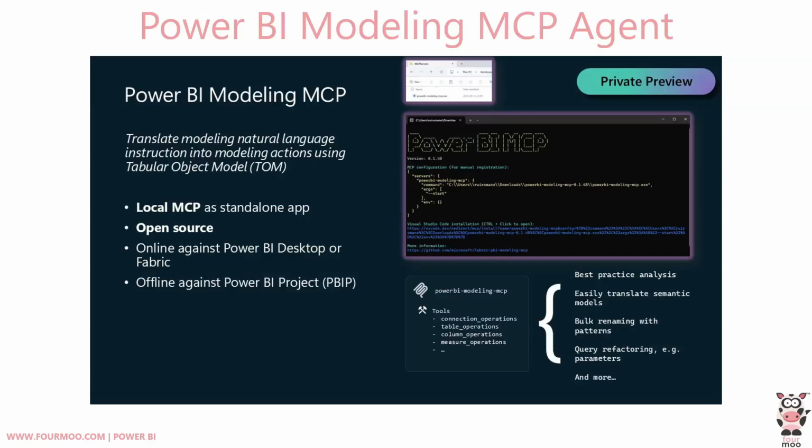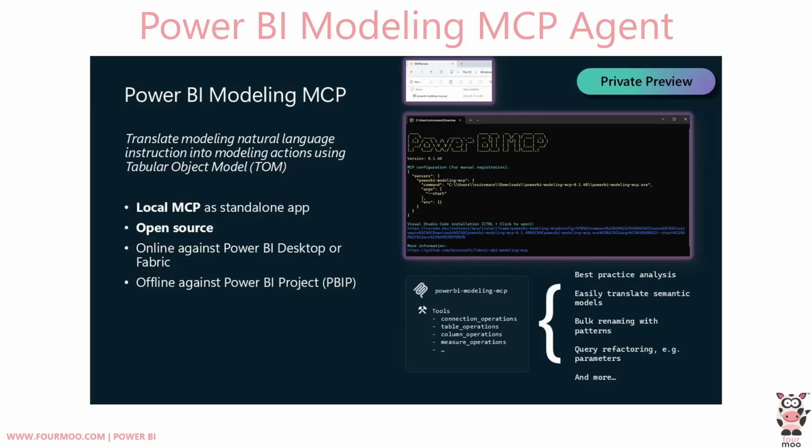So here's the modeling MCP. This is where you can translate modeling natural language into instructions for the tabular object model. This is where I think, which I'll talk about a little bit later, is where the TMDL is coming in. What this means now is you can easily do things, for example over here, bulk renaming patterns or query refactoring. It can connect to anything in your model. That's table related things, column related things, measure related things.